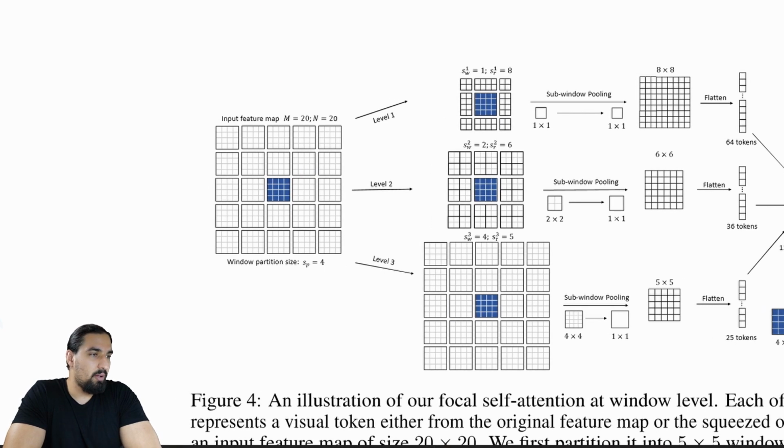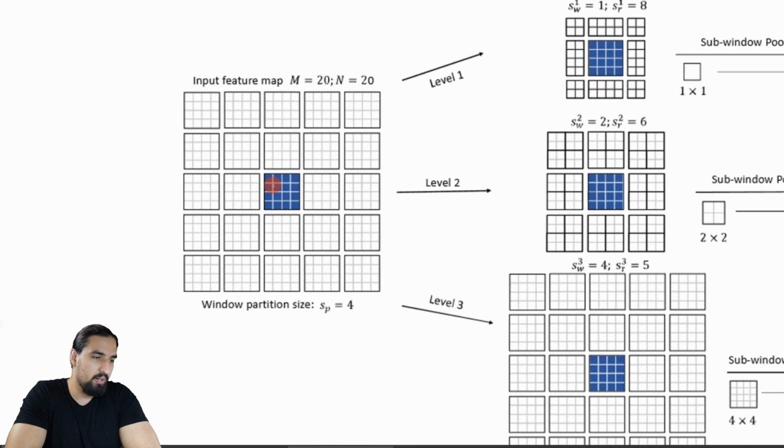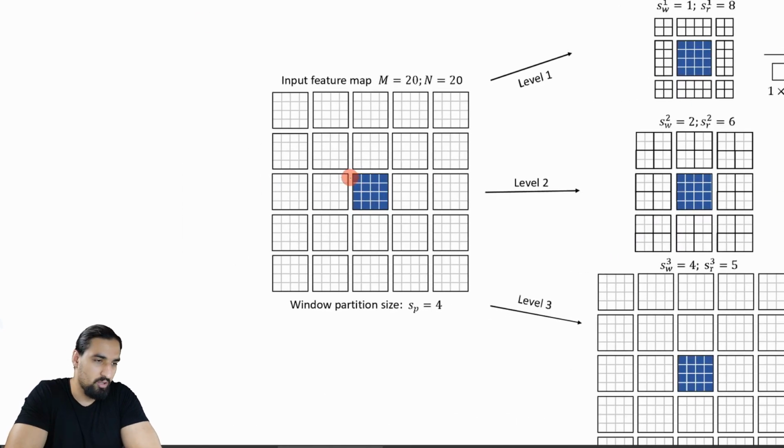Let me explain what I mean by that. Imagine if we didn't group them in this window fashion, what we would have to do is the following. This neighborhood would actually be something like maybe, I don't know, like this.